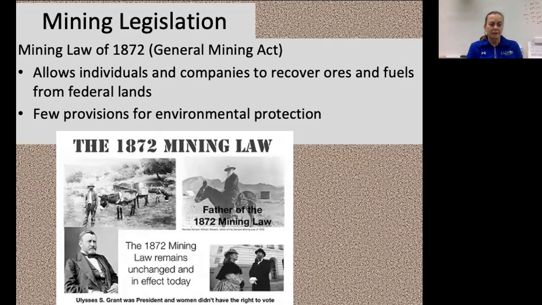The first mining legislation, or at least the first federal mining legislation, is the Mining Law of 1872, which allows individuals and companies to recover ores and fuels from federal lands. This law is still in effect, and it is effectively unchanged. Companies can still recover ores and fuels from federal lands. There are very few provisions for environmental protection.